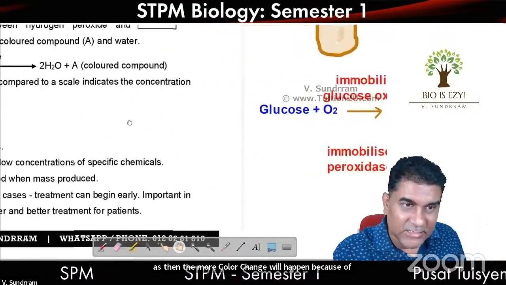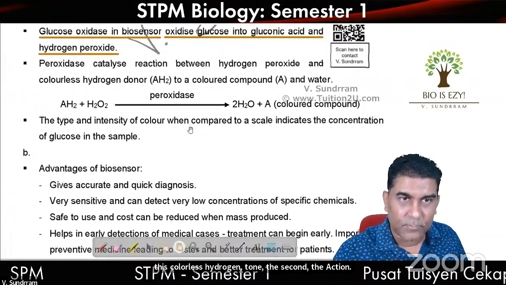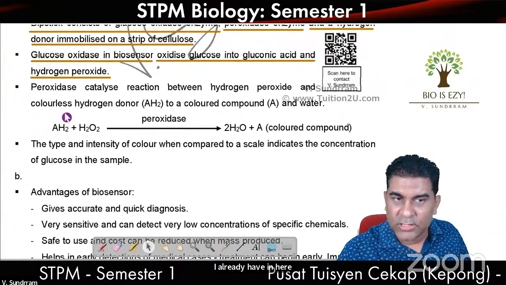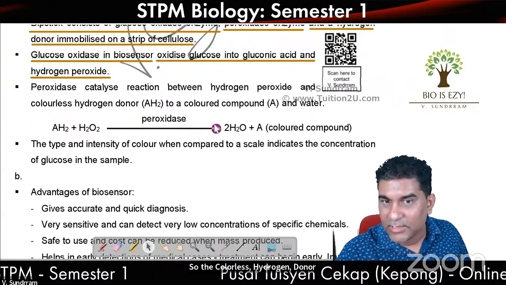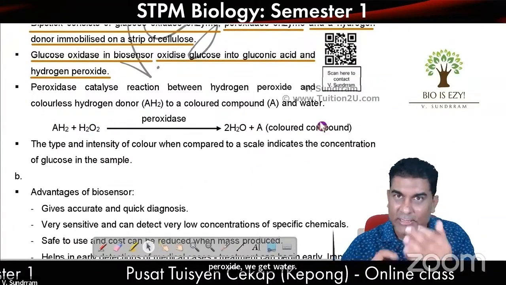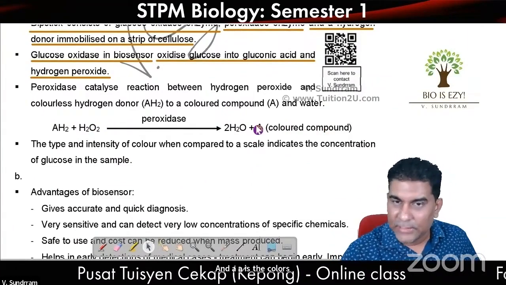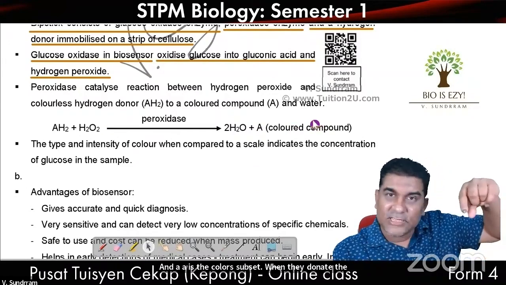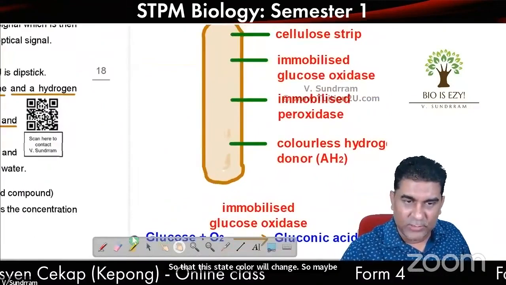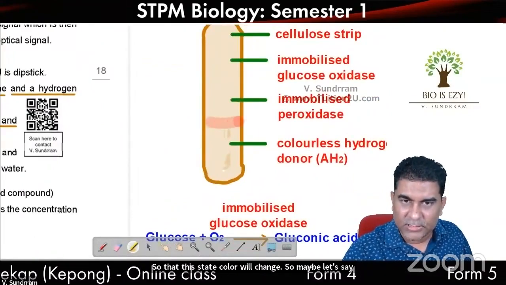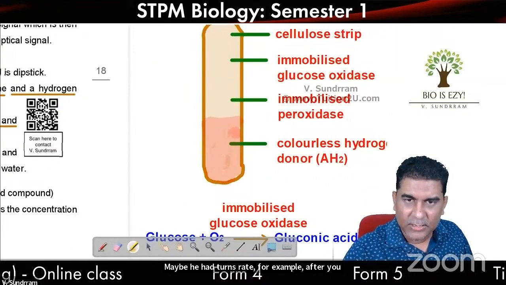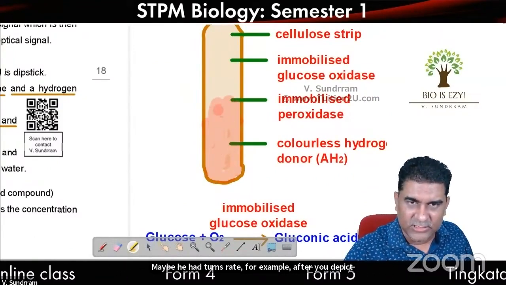The second reaction, I already have it here. The colorless hydrogen donor reacts with hydrogen peroxide. We get water and A. A is a colored substance. When they donate the hydrogen, they become a colored substance. So the dipstick color will change. Maybe here it turns red, for example. After you dip it into urine or blood, after the reaction, the color will change.